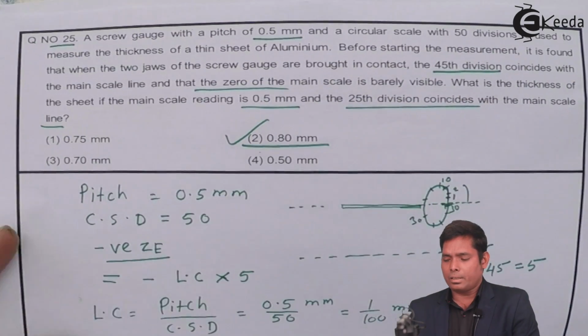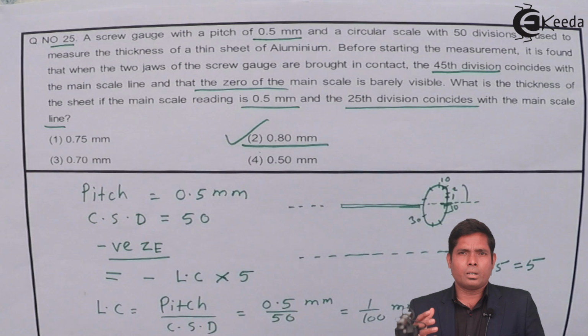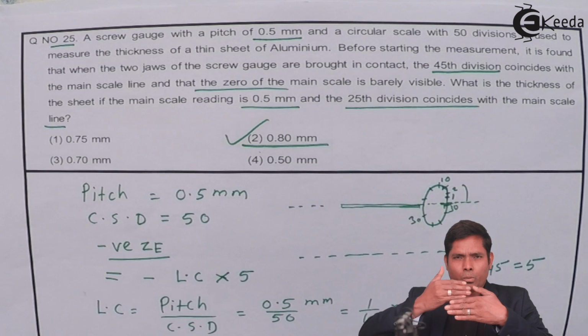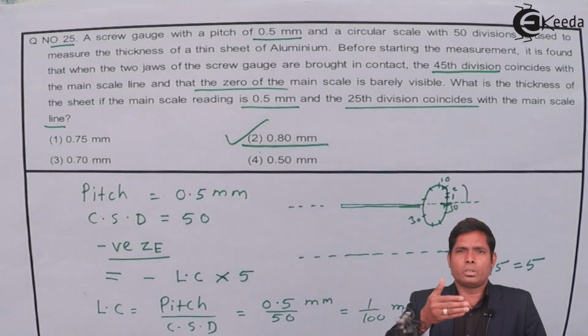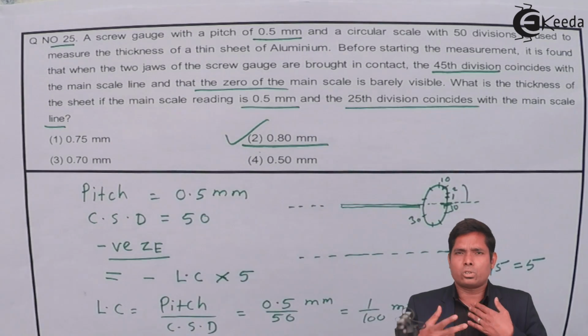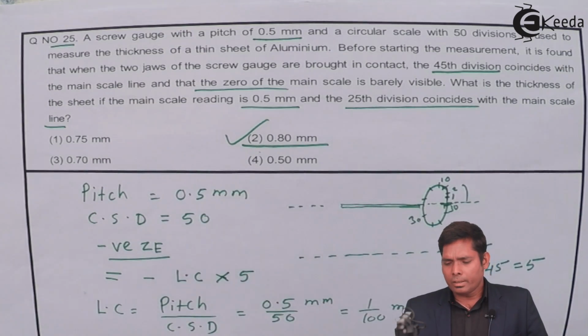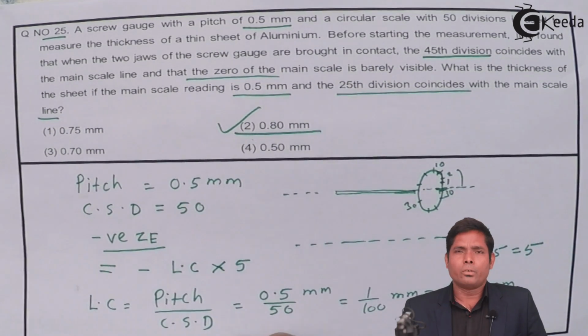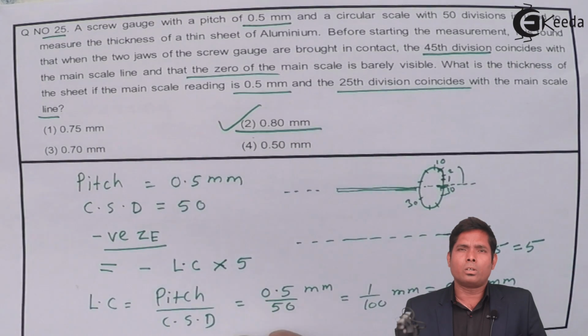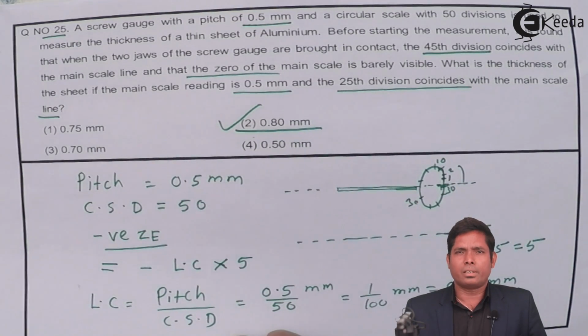The basic idea is that if the instrument is measuring more than the initial value, that is, there is a positive zero error, then that number has to be subtracted, and that is called zero correction. If the instrument is measuring less, that is to be added. So you take the negative or positive zero error with sign and then subtract the value from the sum of the main scale reading and circular scale reading.